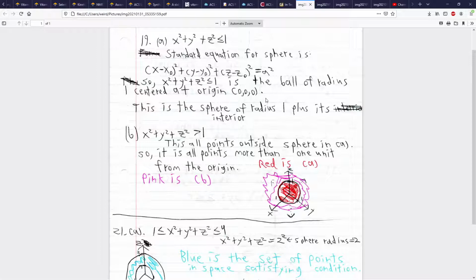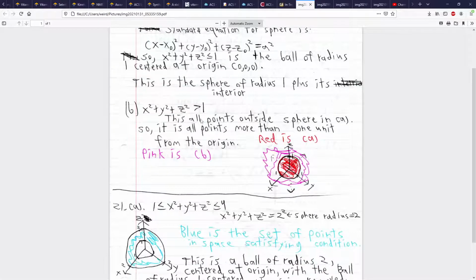You can bounce it around, basically, like a bouncy ball or any type of ball. It's filled in. Or you can say this is the sphere of radius 1 plus its interior. Same thing. I even have a picture here that shows the red being that, and the pink here is the next part, B. When it's just greater than 1, this is all points outside the sphere in A. So all points more than 1 unit from the origin is a fancy way of saying that.